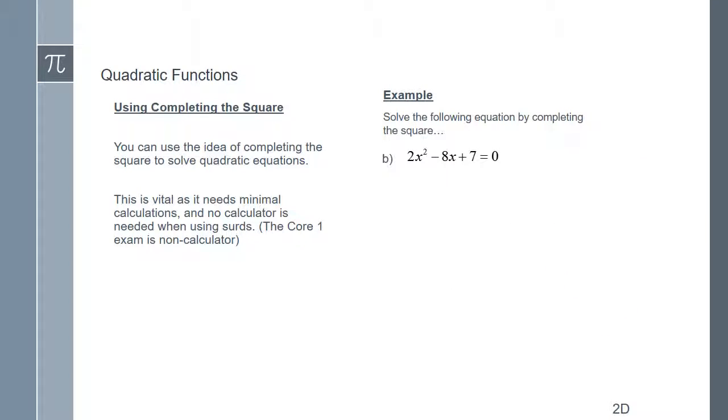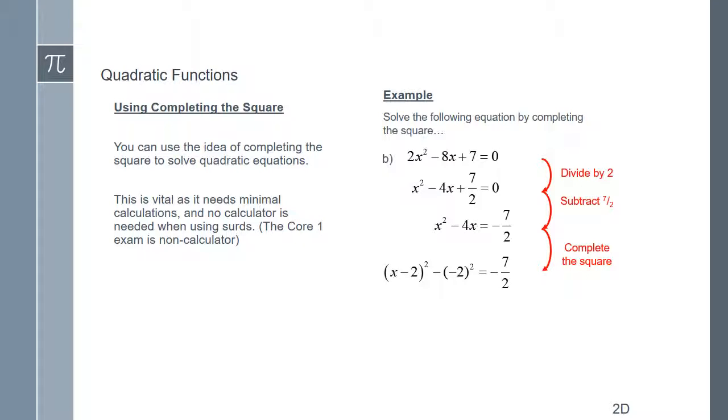Another example, 2x squared minus 8x plus 7 is equal to 0. Well, first step, let's divide by 2 so we can have it in a form where we can complete the square. x squared minus 4x plus 7 over 2 is equal to 0. Now let's rearrange it. x squared minus 4x is minus 7 over 2. Now we can complete the square. Half of minus 4 is minus 2, so it's x minus 2 squared minus minus 2 squared.